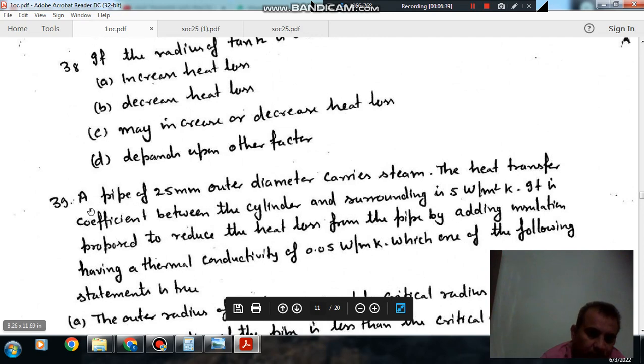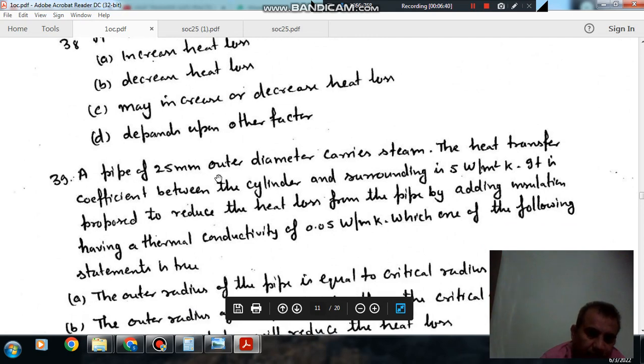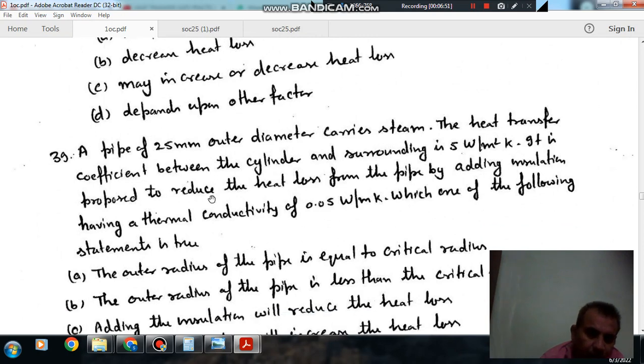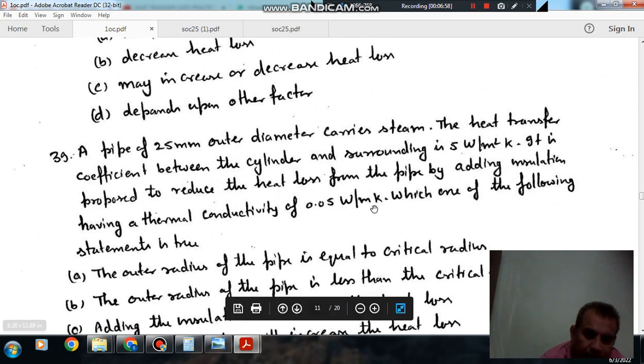Next, question 39. A pipe of 25 mm outer diameter carries steam. The heat transfer coefficient between the cylinder and surrounding is 5 watt per meter square per degree Kelvin. It is proposed to reduce the heat loss from the pipe by adding insulation having thermal conductivity of 0.05 watt per meter per degree Kelvin. Which one of the following statements is true?